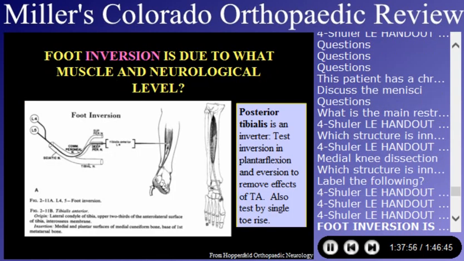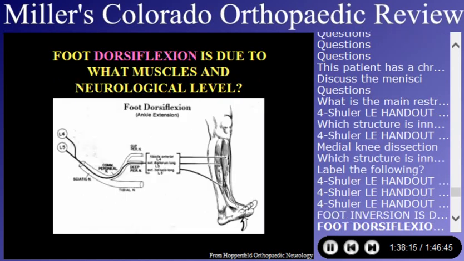Foot inversion, remember I told you about heel strike. It's going to be covered in the next lecture. Don't forget tibialis anterior, L4, is innervated by the deep peroneal nerve. Don't forget the posterior tib is also innervated. You test inversion in plantar flexion and eversion to remove the effects of your tibialis anterior. Also test by that single stance toe rise. Dorsiflexion is due to what? Tibialis anterior, EHL, EDL.